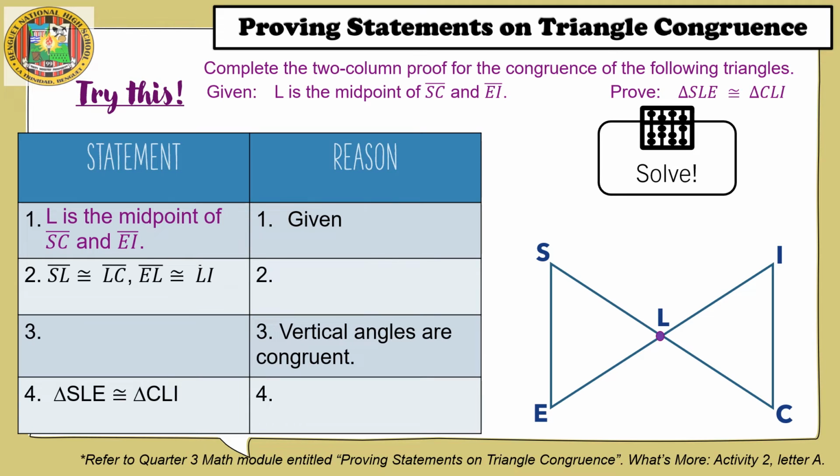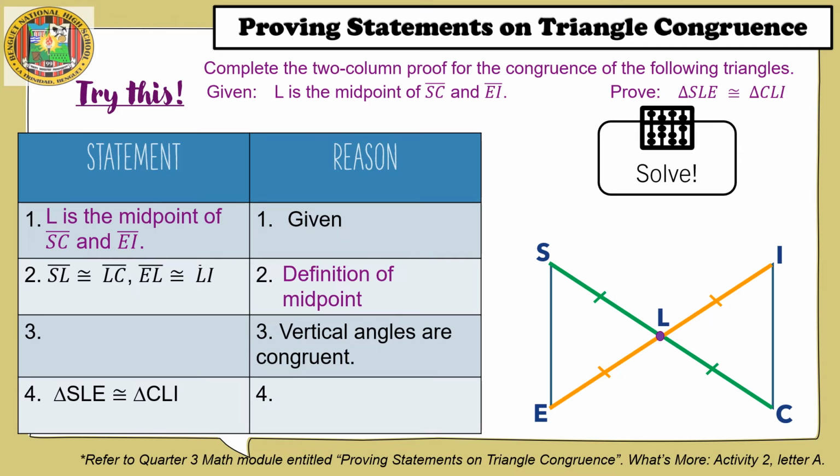From that statement follows the statements side SL is congruent to side LC and side EL is congruent to side LI. This statement is based on the idea that the segments mentioned in the statement are the congruent segments created by the midpoint L. Thus, our reason for the second statement is that it follows the definition of midpoint.